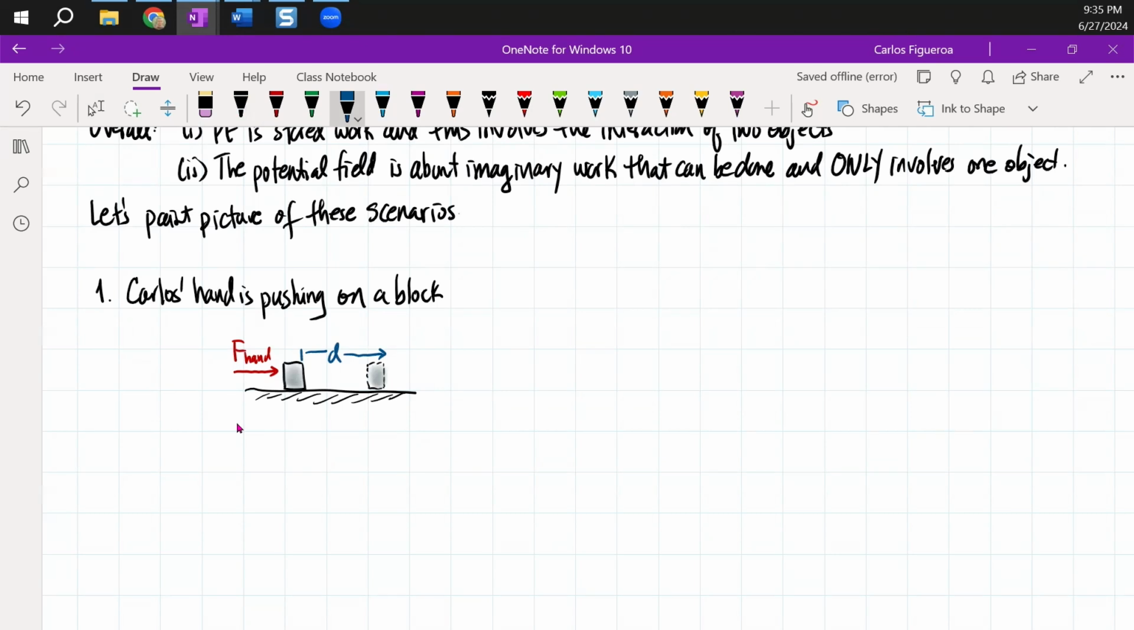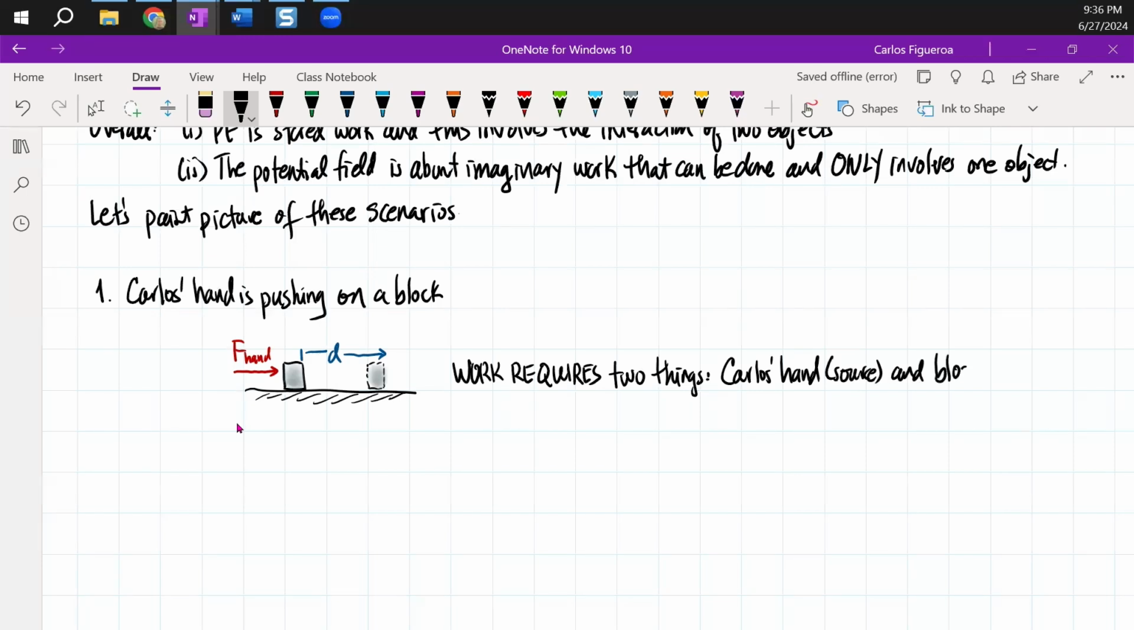So what you're seeing here is that work requires two things. Carlos's hand, that's going to be the source of the work, and the block, which is going to be the object that work is being done on. So we require two things.